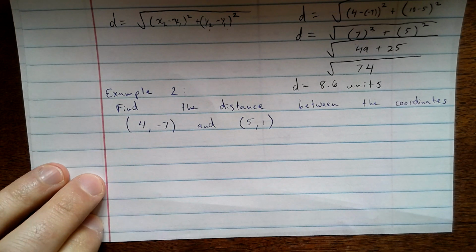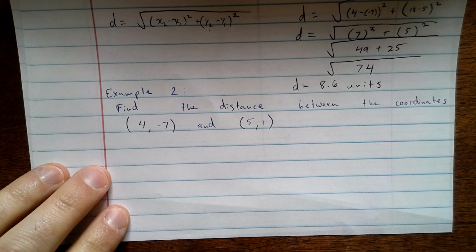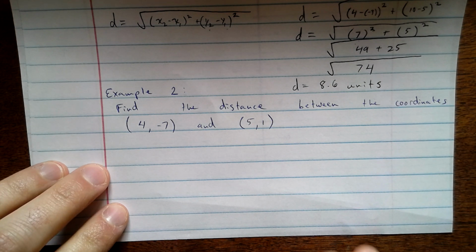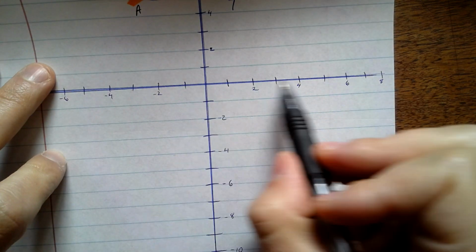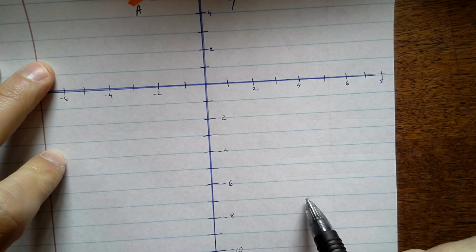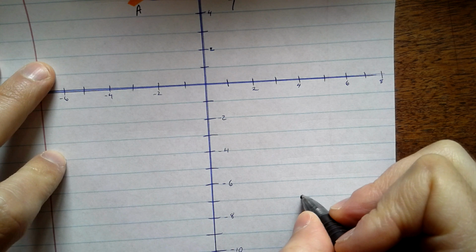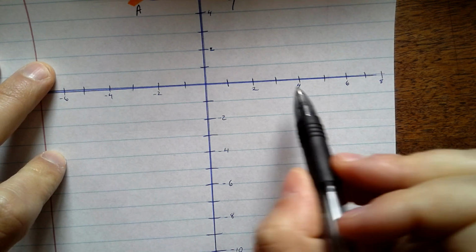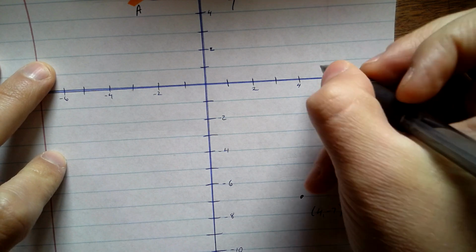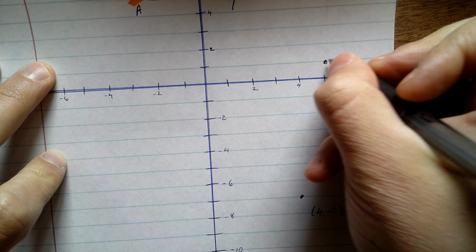Example 2, and we'll graph this one as well just to kind of show where these coordinates are, but 4, negative 7, and 5, 1. So if I was to plot those on a graph, 4, negative 7, and this is going to be down in my bottom right quadrant. So 4, and then negative 7. Let's just put it here. And then 5, 1. So the right 5 and up 1 would be about here.